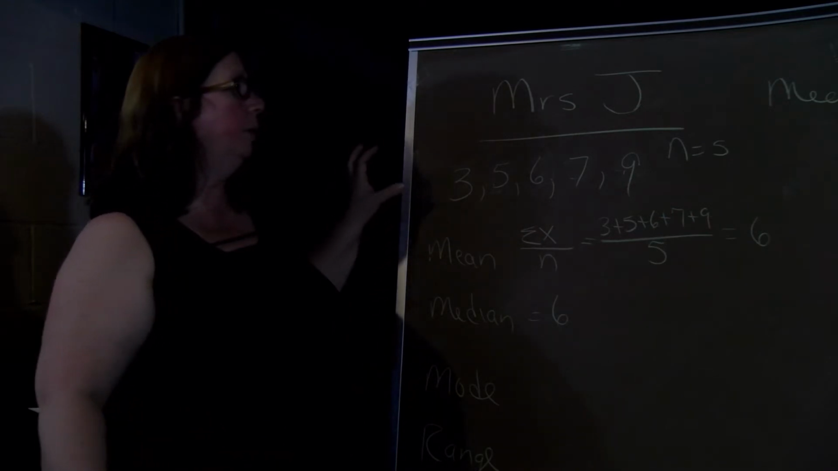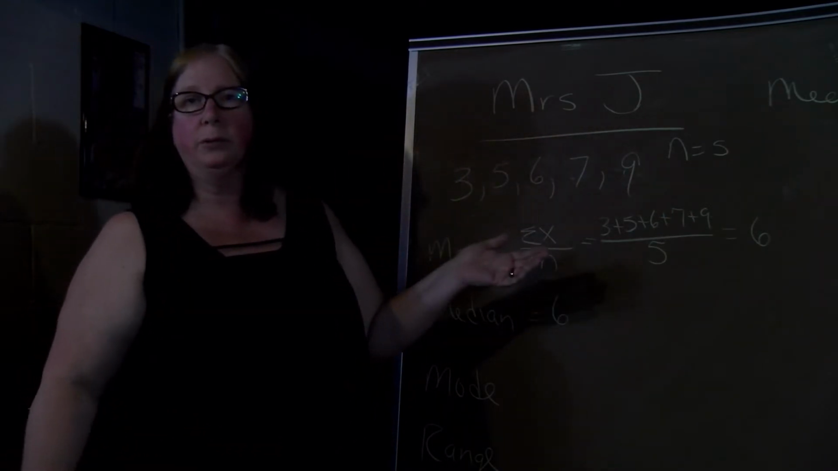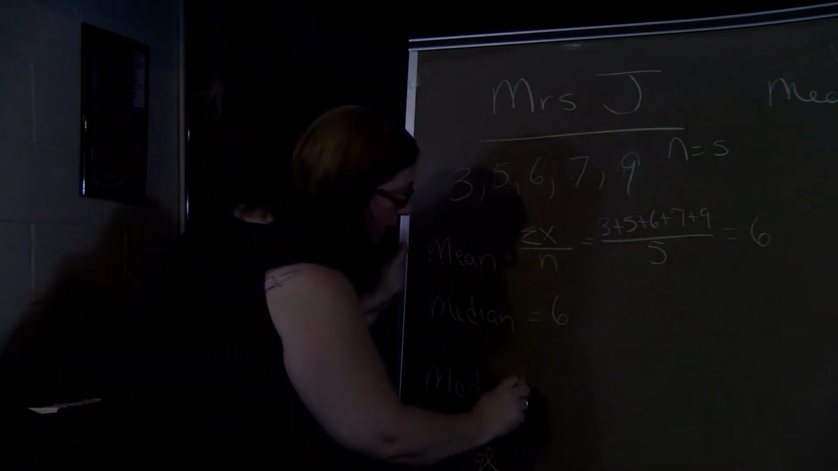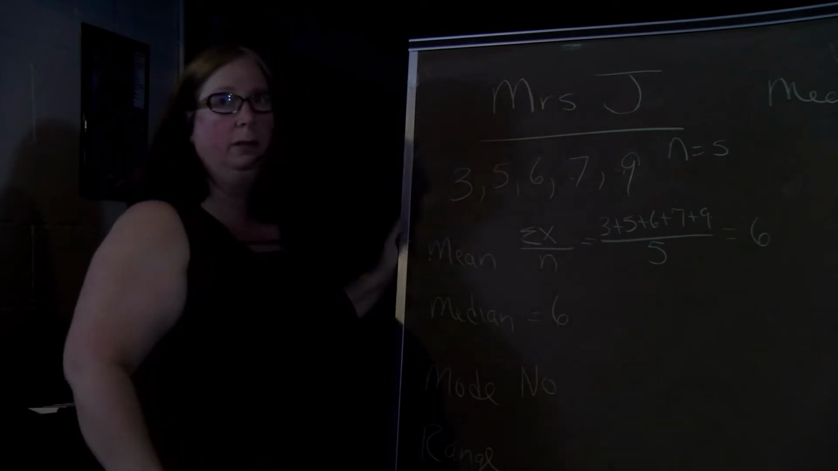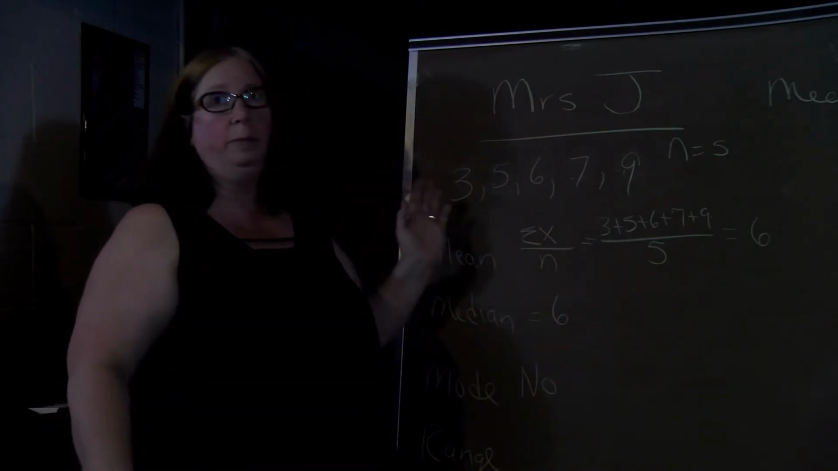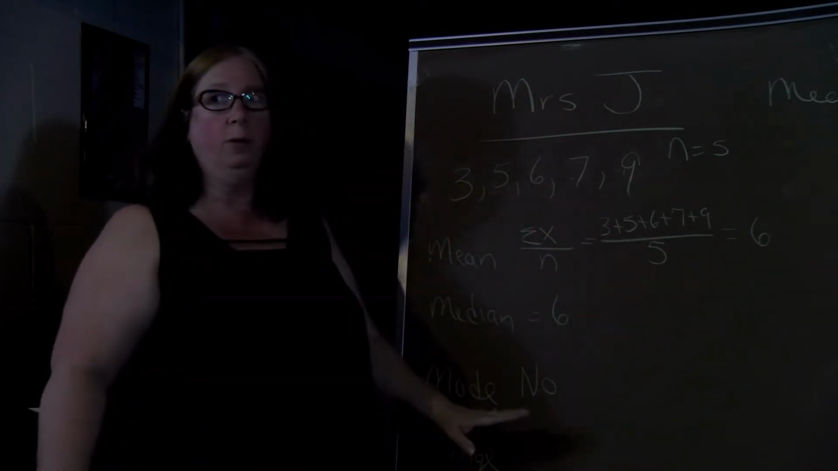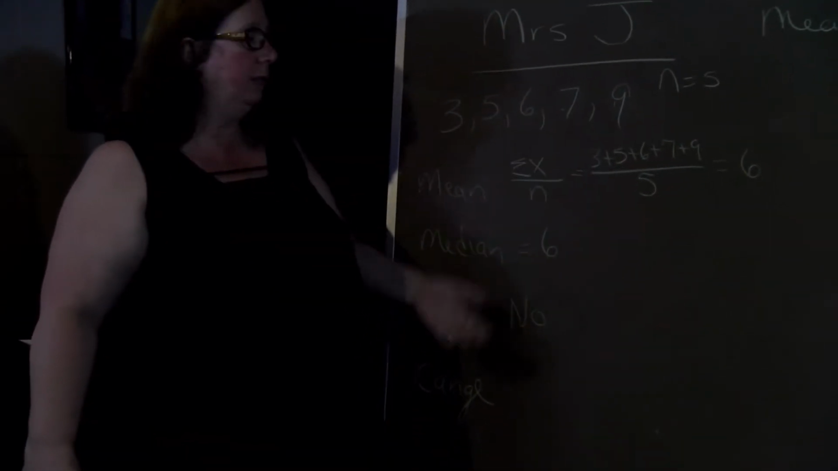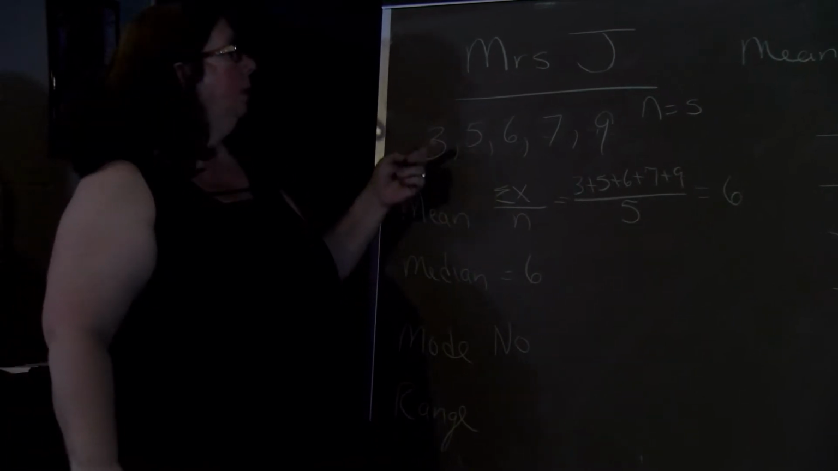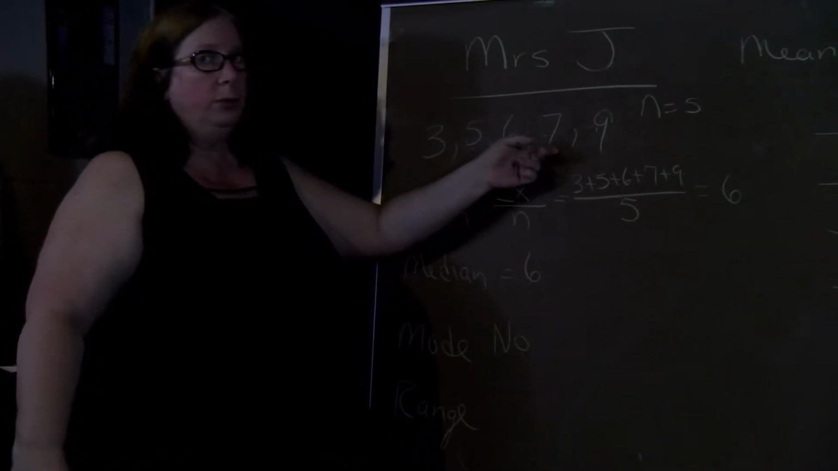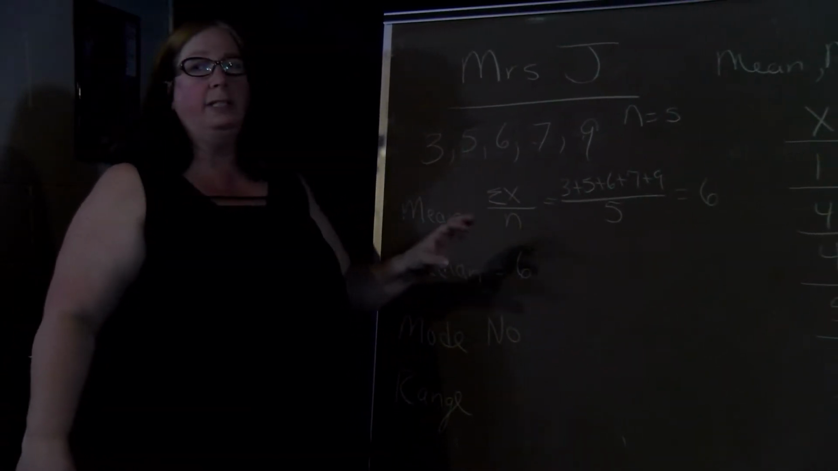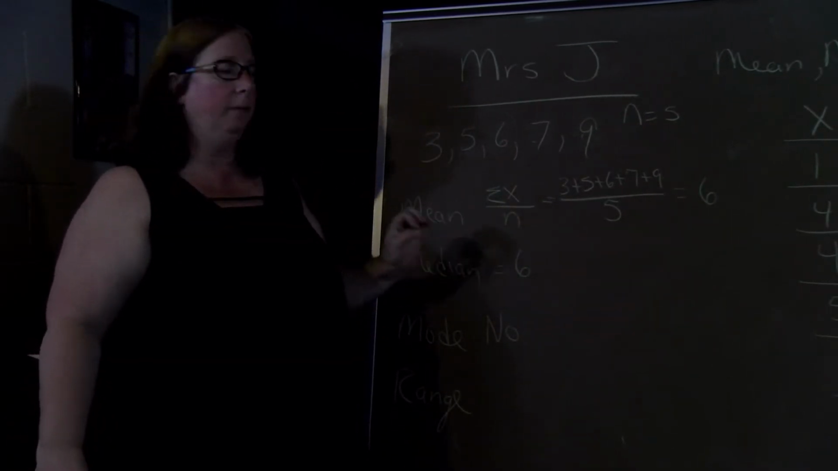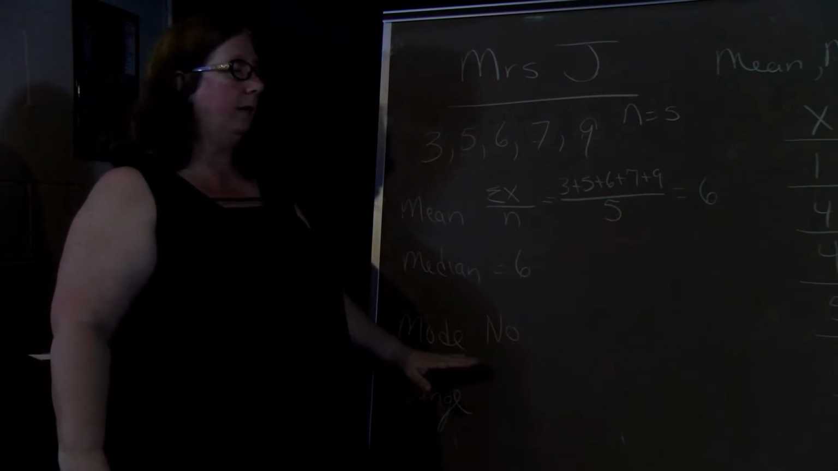Mode. Mode is the one that repeats the most. Notice nothing is repeating. So this would have no mode. Don't put 0 because 0 could be a value. It's just no mode. If one of them repeated more, if there were 3 6s, then the mode would be 6. If there were 2 6s and 2 7s, then the mode would be 6 and 7. So if 2 of them repeat the same amount of times, and that's the most times, there could be more than one mode.